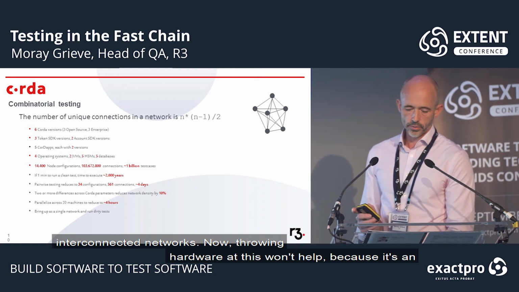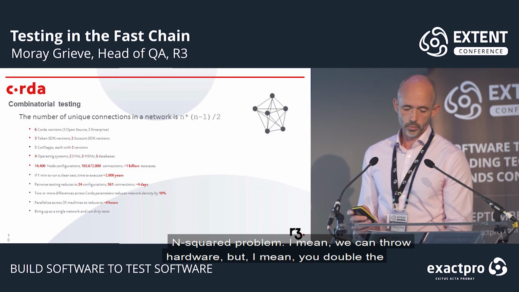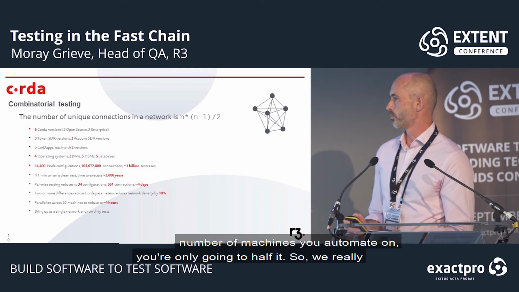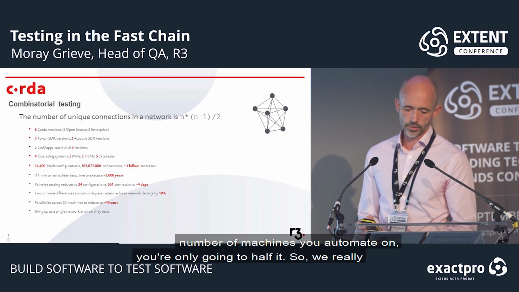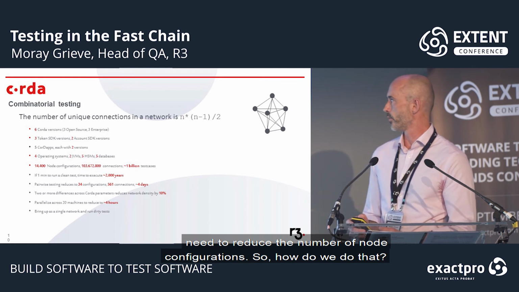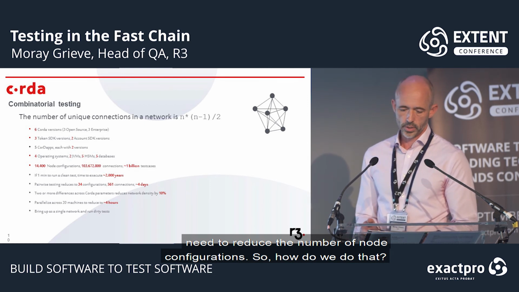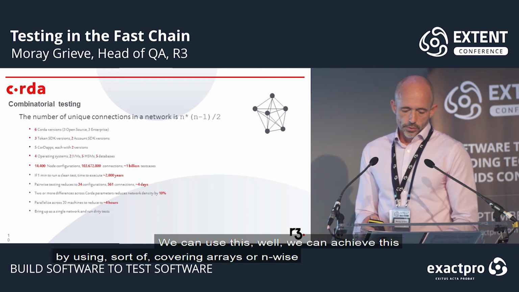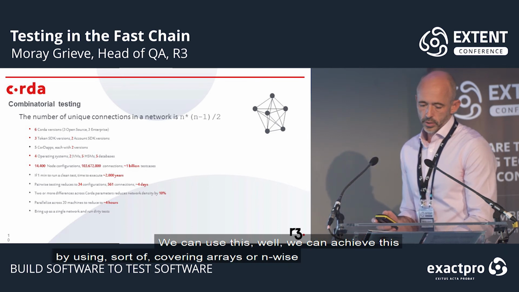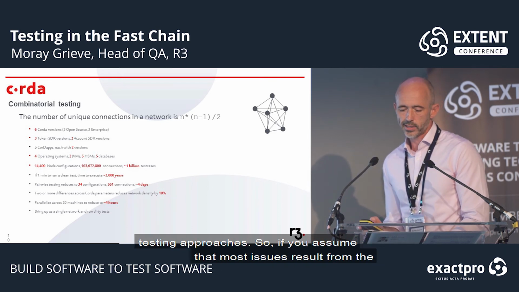Now, throwing hardware at this won't help because it's an n-squared problem. I mean, we can throw hardware, but if you double the number of machines you automate on, you're only going to halve it. So we really need to reduce the number of node configurations. So how do we do that? We can achieve this by using covering arrays or n-wise testing approaches.